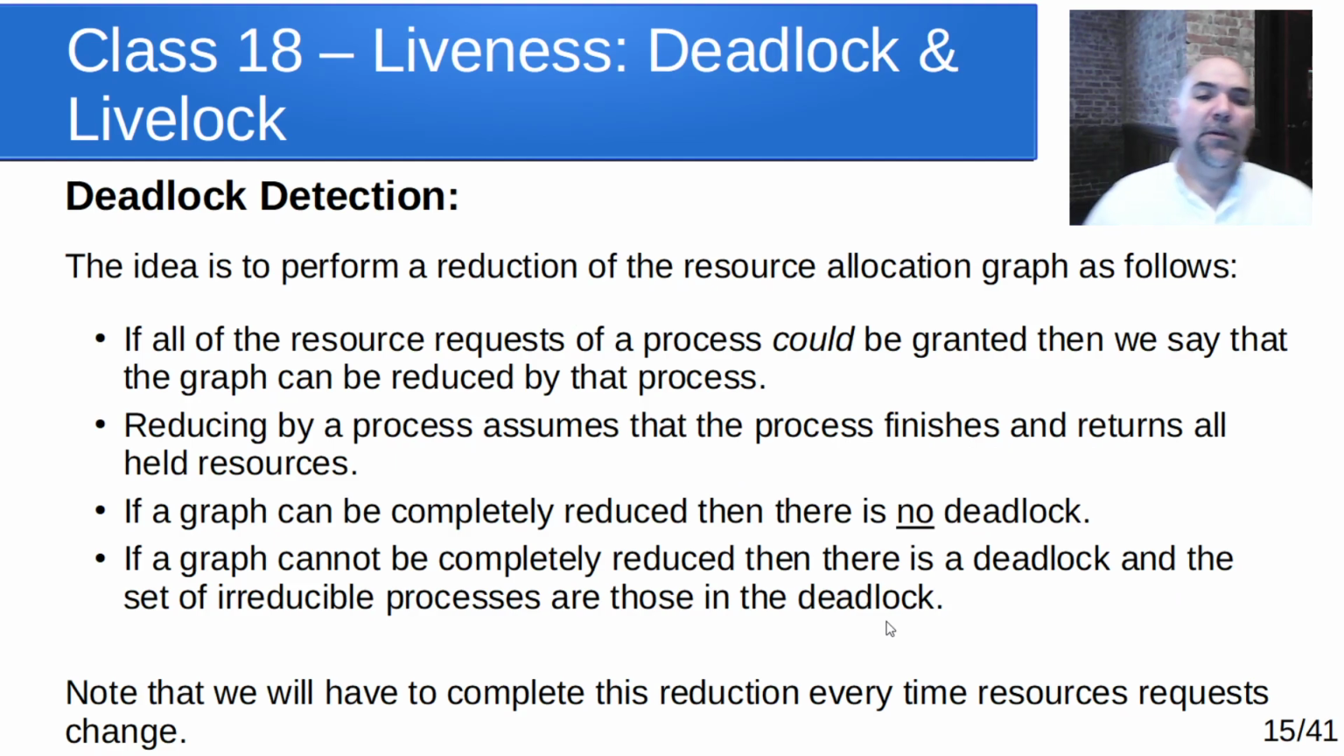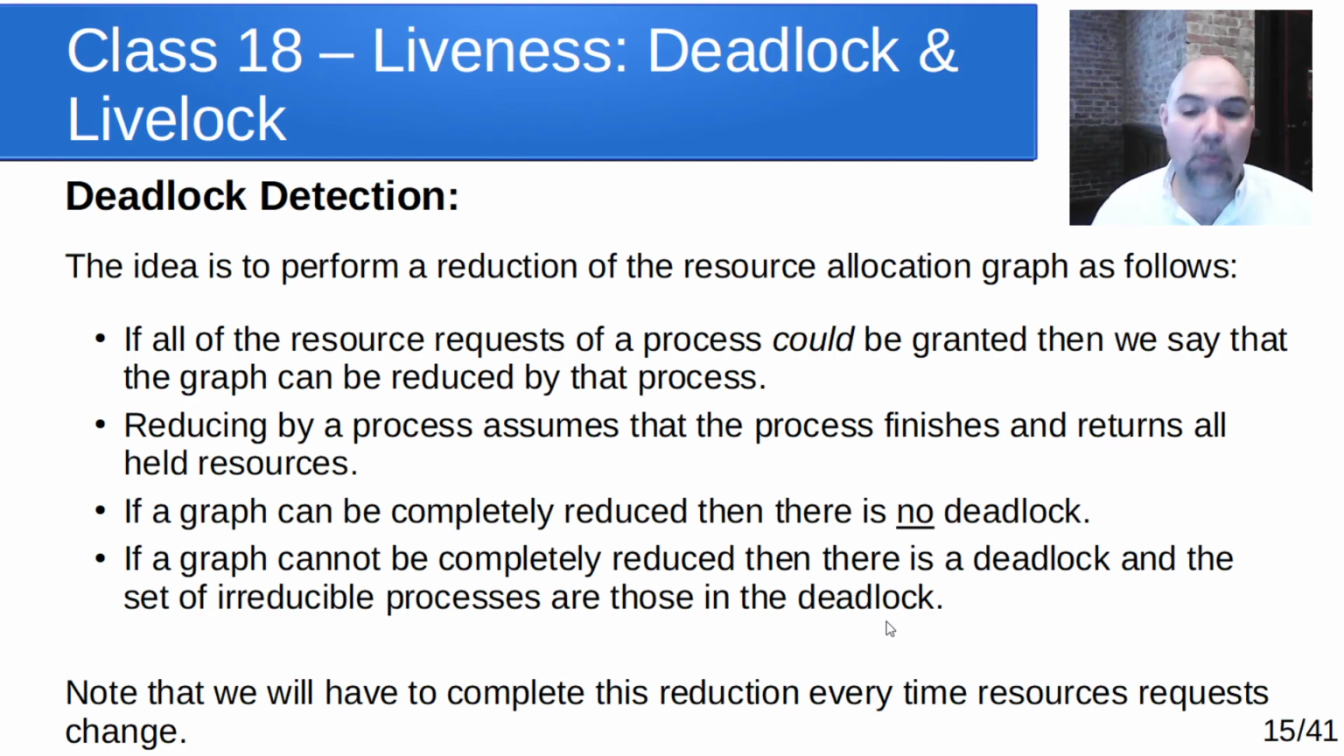Okay, so here's what we do to detect that in that graph. The idea is to perform a reduction of that resource allocation graph. We're going to do that like this. First off, if all of the resource requests of a process could be granted, then we say that the graph could be reduced, that process could finish, and we can reduce the graph by that process, meaning take that process out of the graph. Reducing by a process assumes the process finishes.